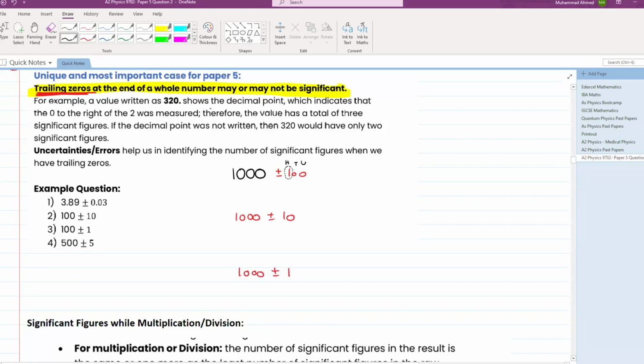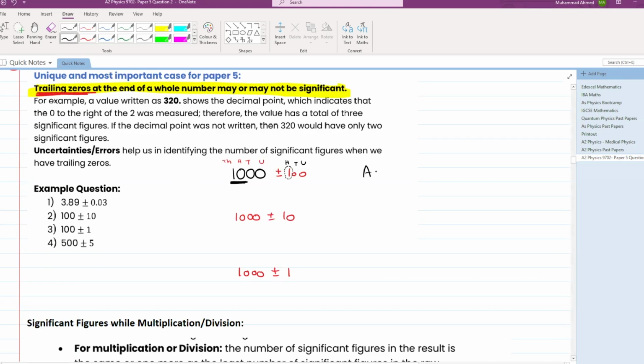Simple. Let's mark the place values of the actual number as well. Unit, 10, 100, 1000. Perfect. The highest place value of the uncertainty is 100. Now, your actual value will have significant figures till the highest place value of the uncertainty. Let me repeat it. Your actual value will have significant figures till the highest place value of uncertainty.